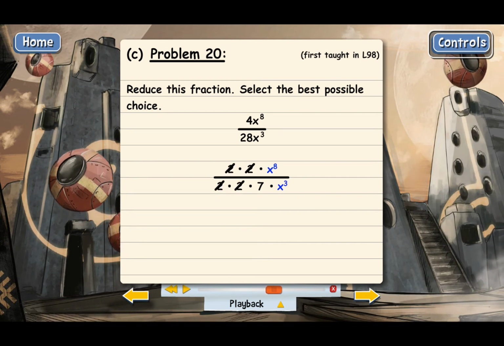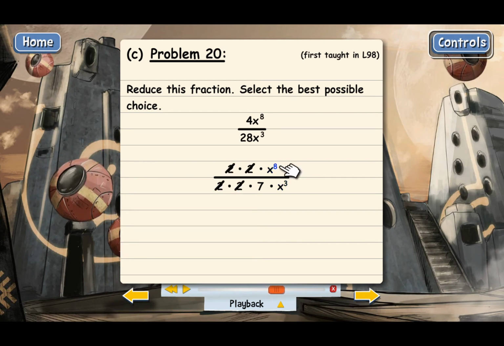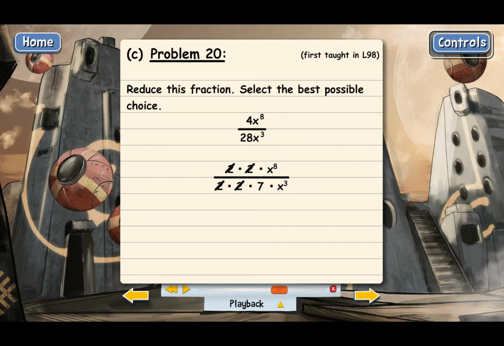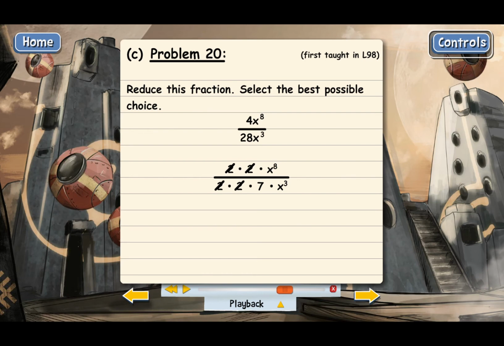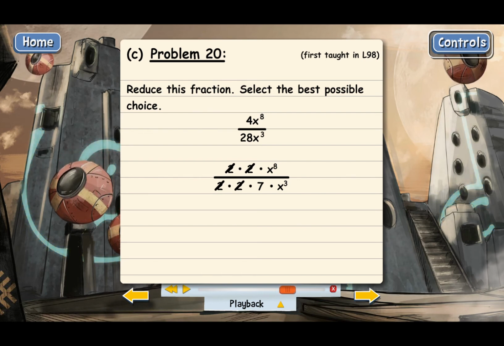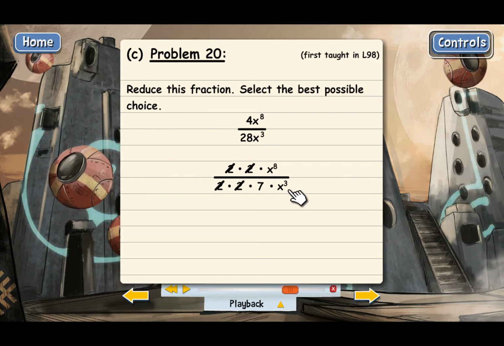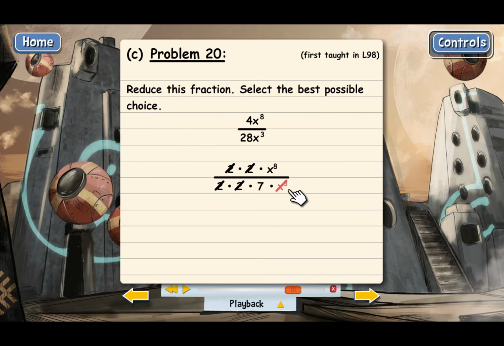And then for the powers, we just subtract the exponents. 8 minus 3 is 5, and so that's x to the 5th, and then since x to the 8th is bigger than x to the 3rd, we want to put the x to the 5th on top. So this x to the 3rd down here is just going to go away. I'll just mark it out.